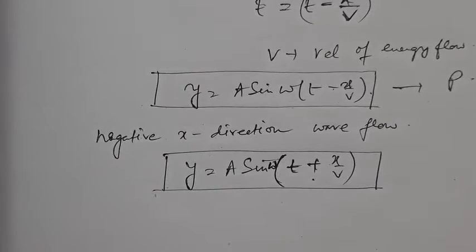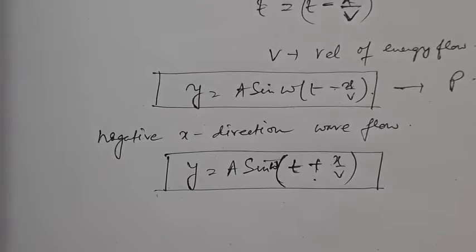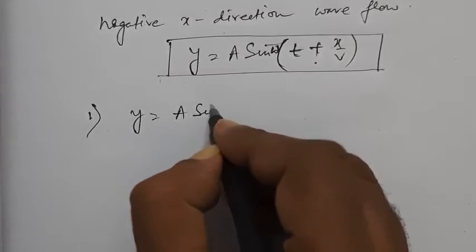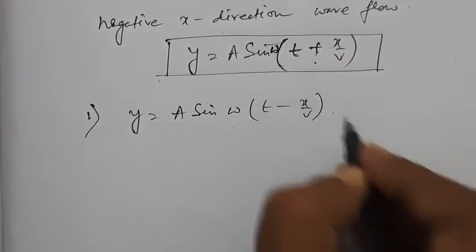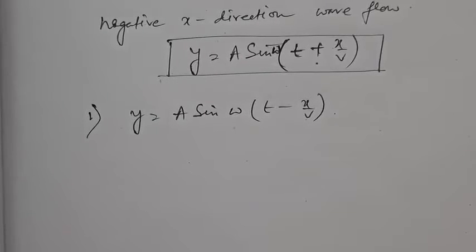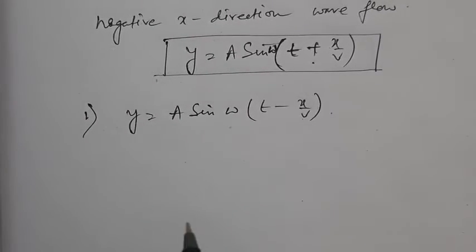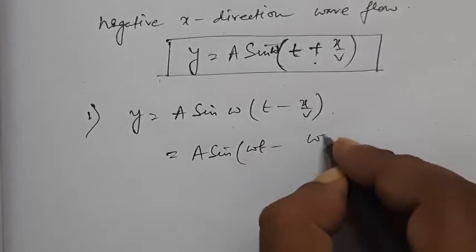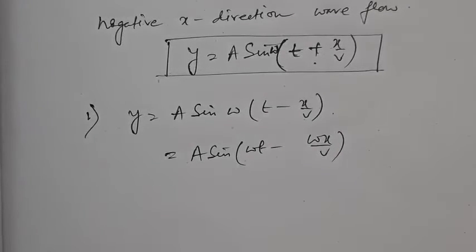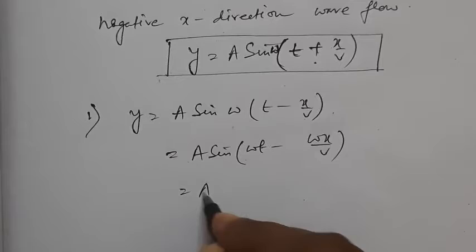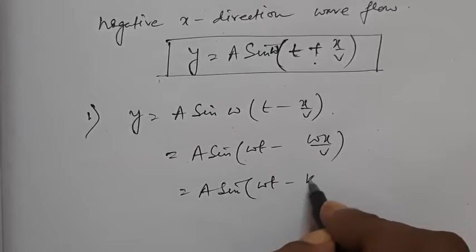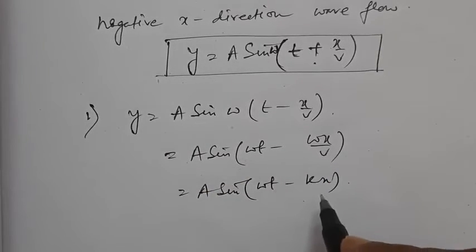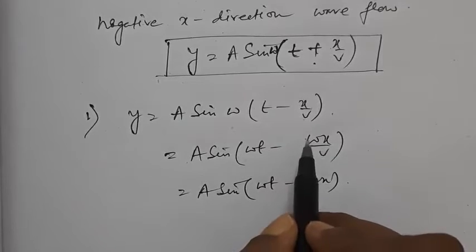Now we are going to form the different forms of this equation. So I am going to write the equation a sine of omega t minus x by v. This is the first type. Now in this part we can write a sine of omega t minus omega x by v, taking omega into the bracket. Now what happens? A sine of omega t minus kx. In some books you will find it written as a sine of kx minus omega t. Now omega by v is equal to k.